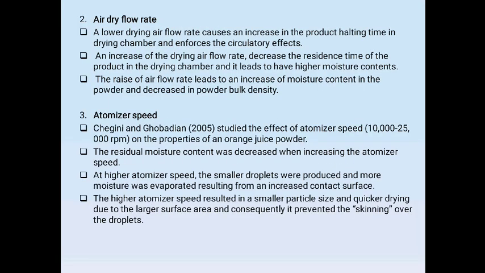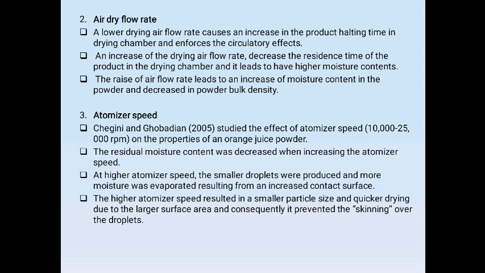Air drying flow rate. A lower drying air flow rate causes an increase in the product holding time in the drying chamber and enforces the circulatory effects. An increase of the drying air flow rate decreases the residence time of the product in the drying chamber, and it leads to higher moisture content. The rise of air flow rate leads to an increase of moisture content in the powder and a decrease in the powder bulk density.